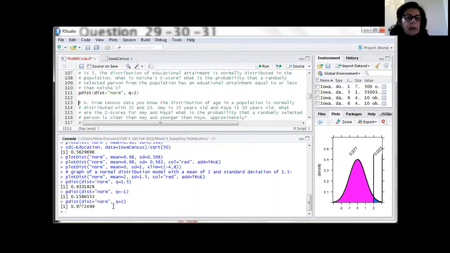PDIST command gives you the proportion. And by looking at this, 0.977, and we are going to round this to 2 decimal points. That is what we are expected to do. And the third digit is 7. So I need to increase the second decimal point by 1 because the third decimal point is equal or greater than 5.